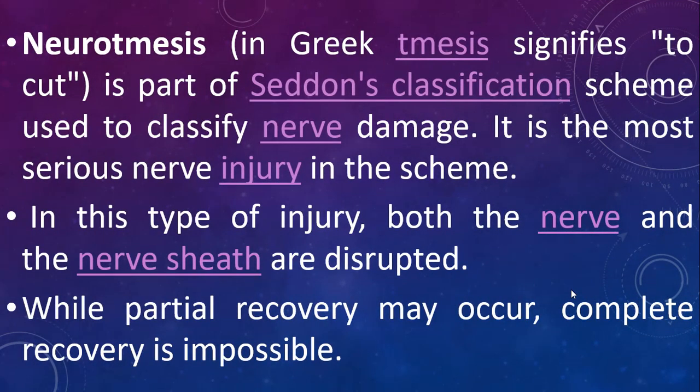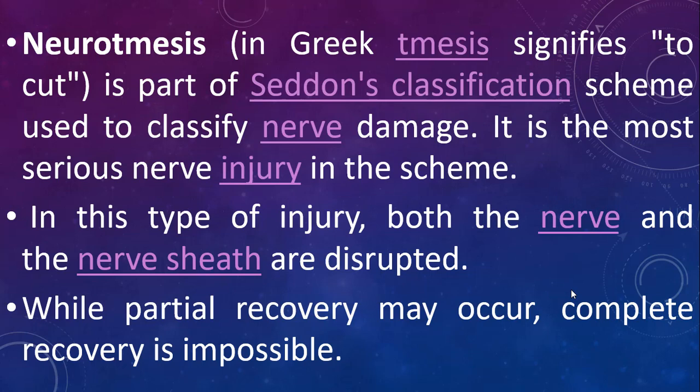Neurotmesis, in Greek, tmesis signifies to cut. Neurotmesis is part of Seddon's classification scheme, used to classify nerve damage.